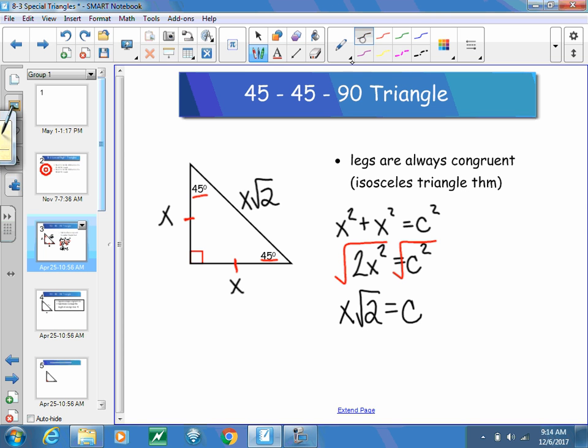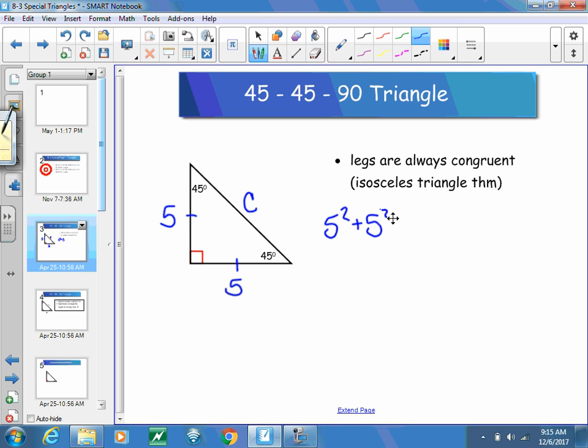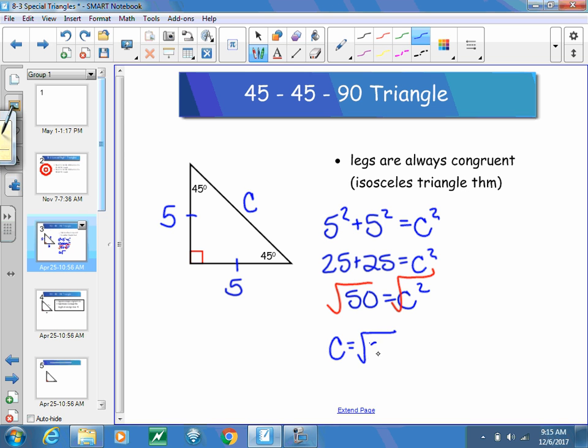Now, let me just take a look at a triangle here. Since the sides have to be the same, let's work with an isosceles triangle of length 5 and length 5, and we're trying to see what the value of c is. Well, 5 squared plus 5 squared is equal to c squared. 25 plus 25 is going to give us 50. And so 50 equals c squared. If we take the square root of this, c is going to be equal to the square root of 25 times the square root of 2, and we get 5 square roots of 2.